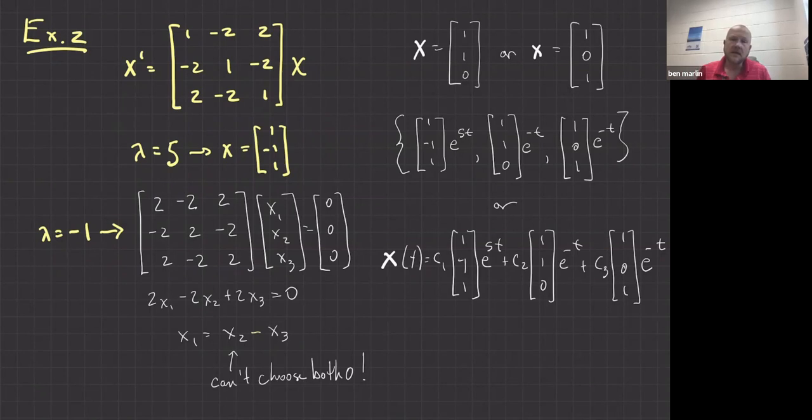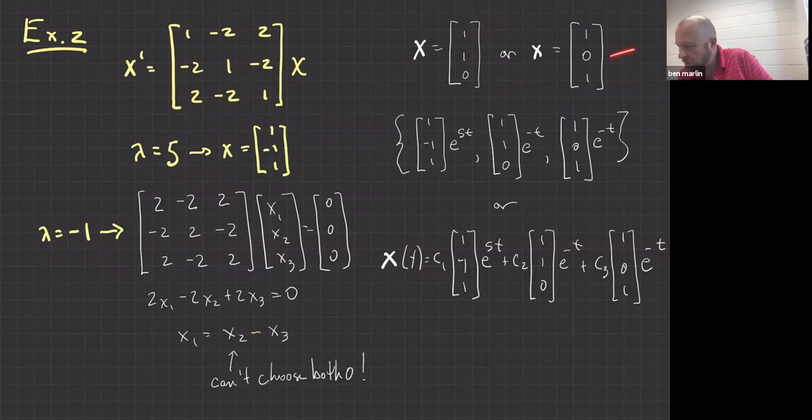So the key thing on our choices, though, is we cannot choose both x2 and x3 to be 0. Because if we do, then we end up getting the 0 vector. That's not an eigenvector. Okay? So we have to choose one of them to be 1. So for this first one here, I chose to make my x2 be 1. And then I went ahead and chose my x3 to be 0. And that said that my x1 had to be 1 minus 0, or just 1.